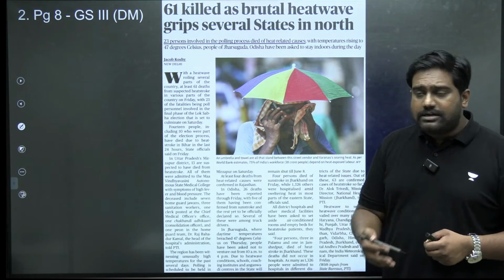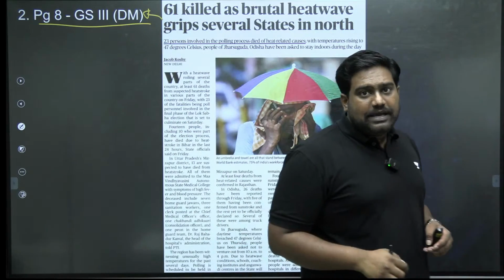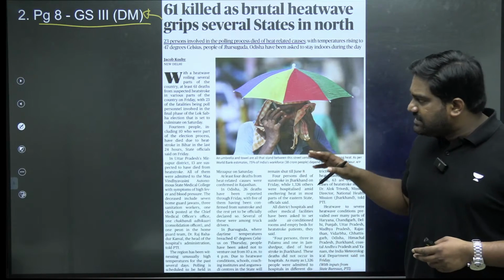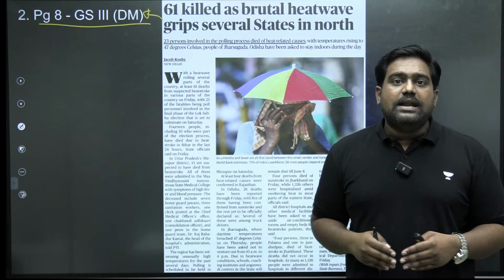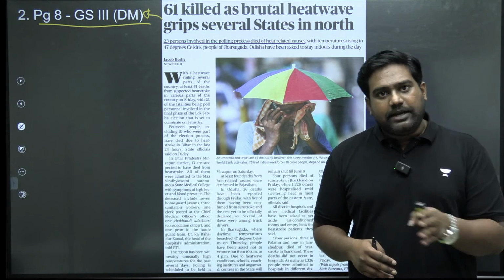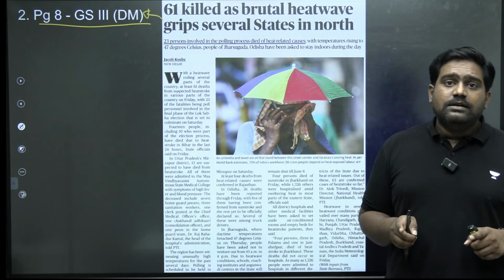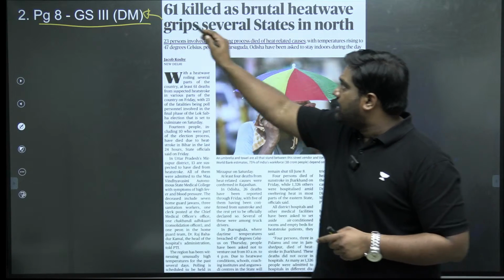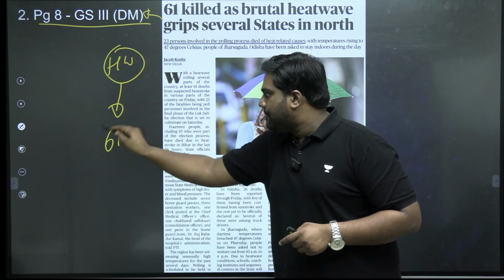Now let's look at a related article. Let's take a quick look at this related article from page number 8. We have a very disturbing story being reported here. Just in the last 24 hours, from 30th May to 31st May, during the period of 24 hours in India, 61 deaths were recorded because of deadly heat waves across India.